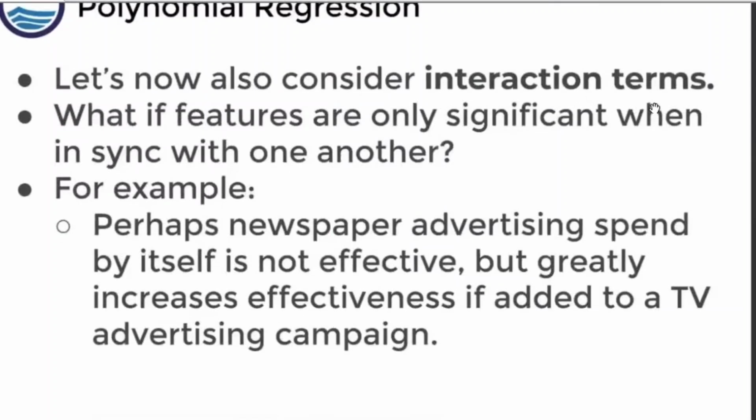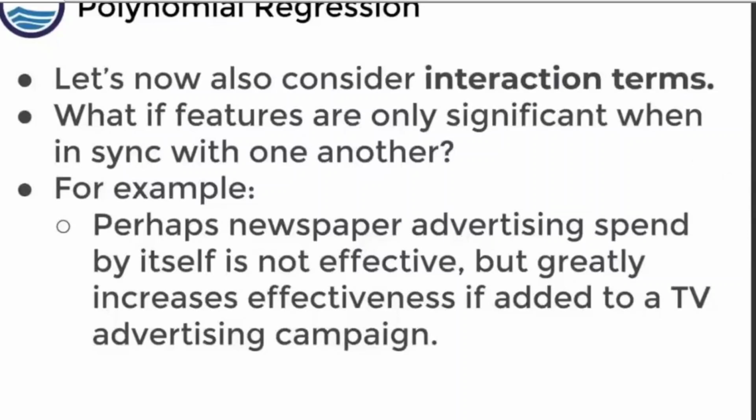Now there are interaction terms, so also consider the interactive terms. Features may not be significant alone but significant in combination with others. For example, newspaper advertising spend by itself is not effective. In the last class we saw that newspaper has no impact and we deleted that variable. But it has a great increase in effectiveness if you add TV times newspaper. The interactive term of TV newspaper is very high, while individual newspaper is not good.